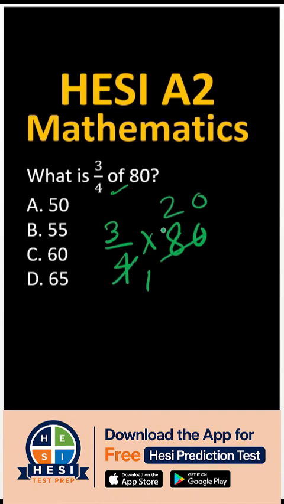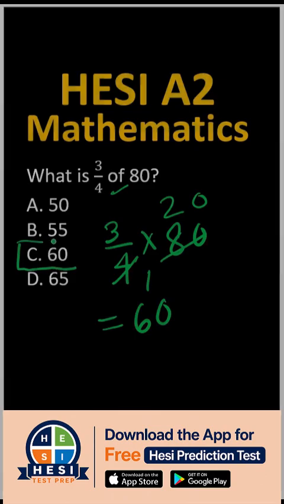4 2s are 8, 4 zeros are 0. Now multiply 20 times 3. So 3 2s are 6 and 3 zeros are 0. So that gives us 60. And with that, the correct answer is option C.